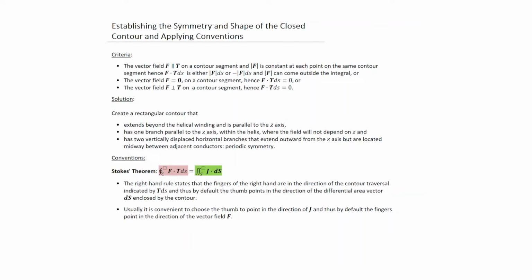So the conventions, again, applying Stokes' theorem: the closed contour integral of F dot T ds is equal to a flux calculation, that is the surface integral of the current flux density over a surface area vector, where the surface is the one bounded by the contour. The right-hand rule states that the fingers of the right hand are in the direction of the contour traversal, indicated by T ds, and thus by default the thumb points in the direction of the differential area vector ds enclosed by the contour. Usually it is convenient to choose the thumb to point in the direction of J, and thus by default the fingers point in the direction of the vector field F.